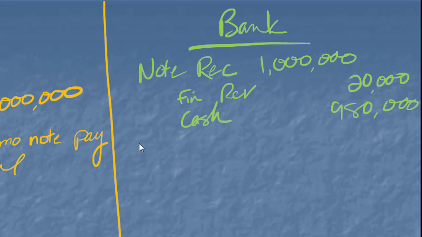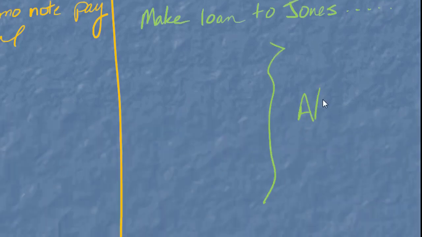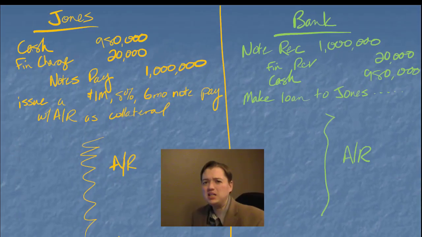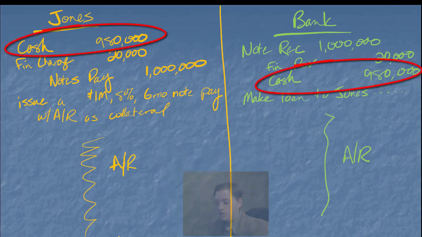And to save us a little bit of time here, we'll just abbreviate this. This is to make a loan to Jones. And I would put in all the details, and then I would list all of the accounts receivable that I'm getting from them as collateral. So same basic entry, same basic description, just flipping who's giving the cash, who's getting the cash.